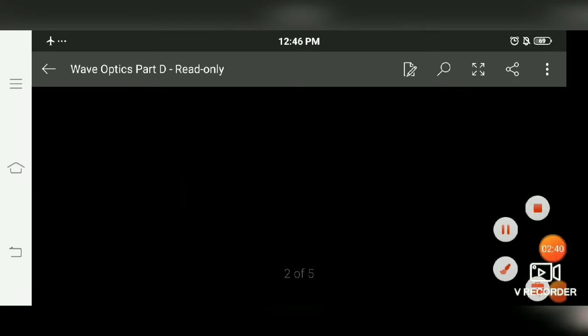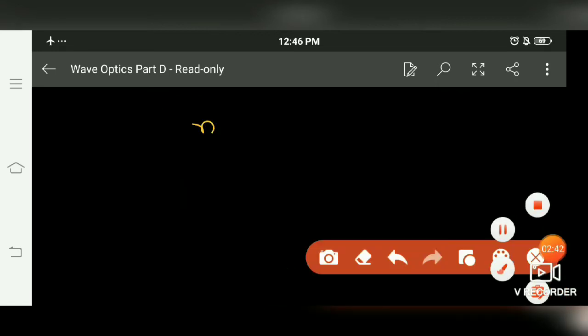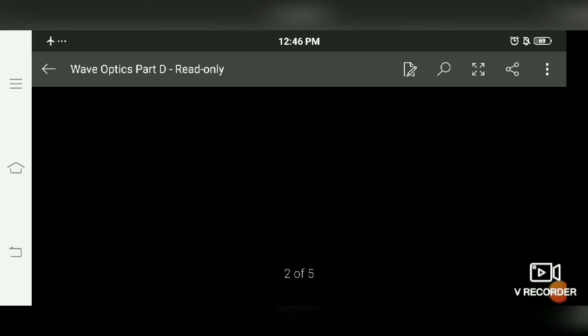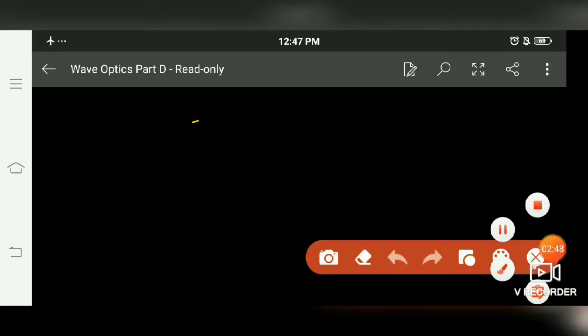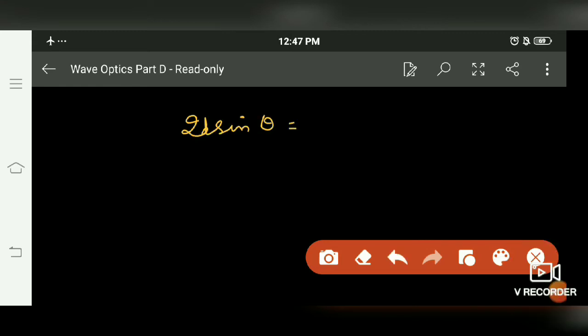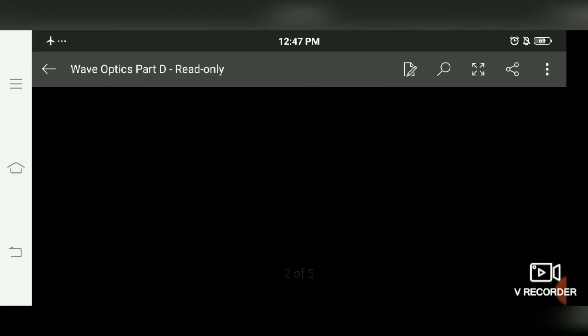So according to the condition, 2d sin theta equals n lambda. This is the condition for the minima. So in the case of interference, the condition we get for the maxima is actually the condition for minima in diffraction, and vice versa.